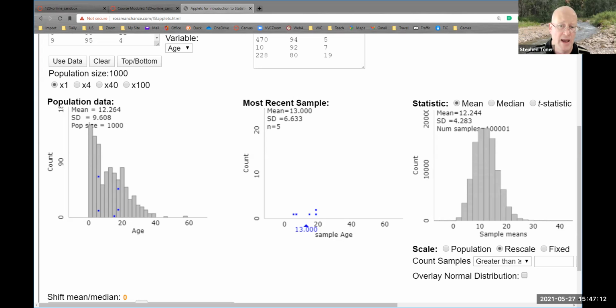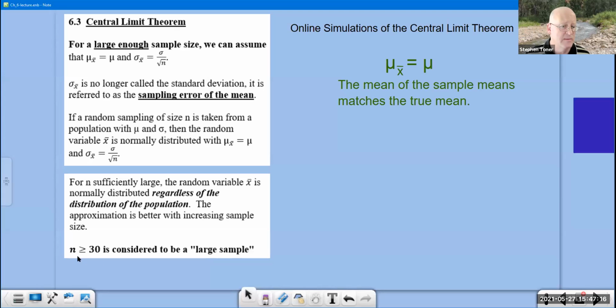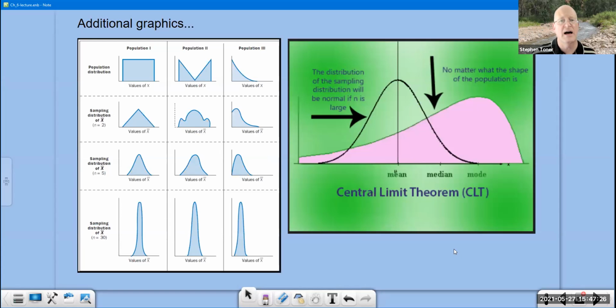Now, let's go back to our notes here. In this class, I'm telling you n greater than or equal to 30 is going to be considered a large sample. I'd also like to show you a couple of diagrams that I've found on the internet. Let's take a look at this third column here, because this is a distribution that's definitively skewed right, just like the one we looked at.